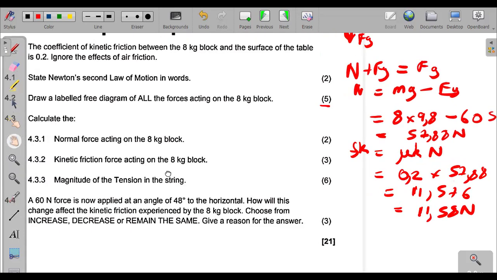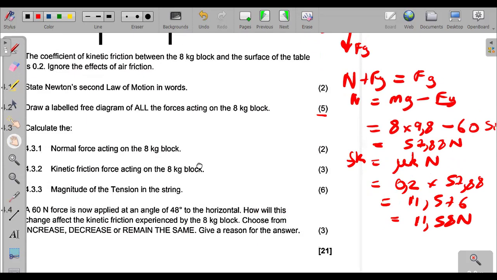Then the next question says determine the magnitude of the tension in the string. Calculate the magnitude of the tension in the string.